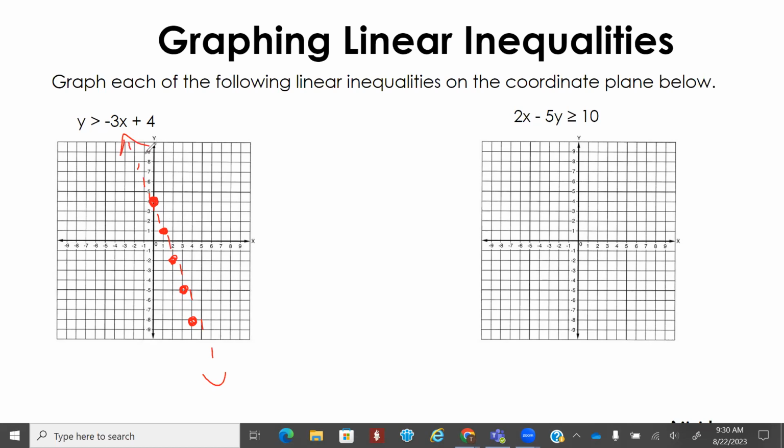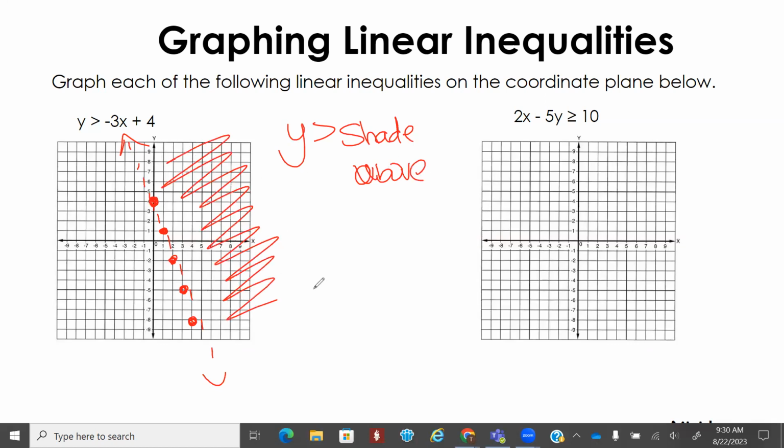Now, are we going to shade above or below? Well, y is greater than, so we're going to shade above.